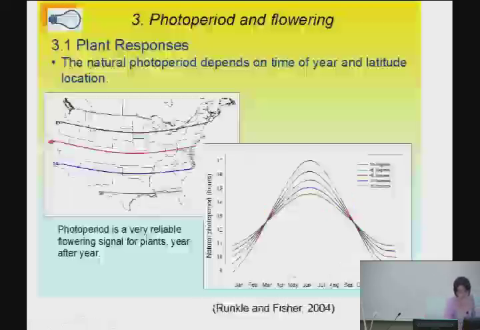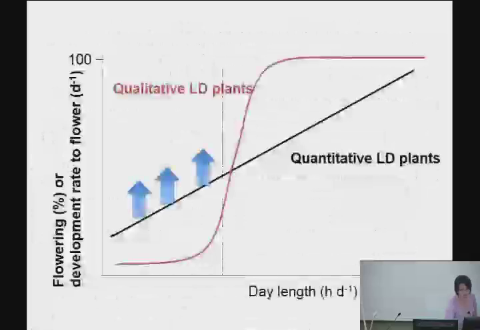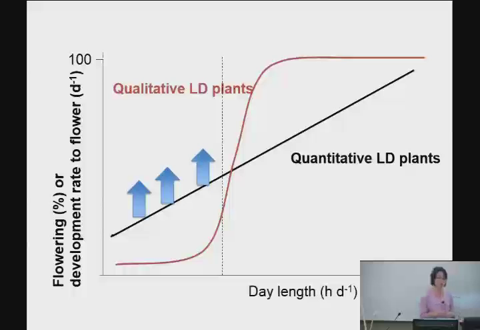All right. Okay. So that's that. Now we talk about quantitative and qualitative response. Qualitative response is clear: there's a threshold, and greater than the threshold, it flowers. That's the long day plant response.